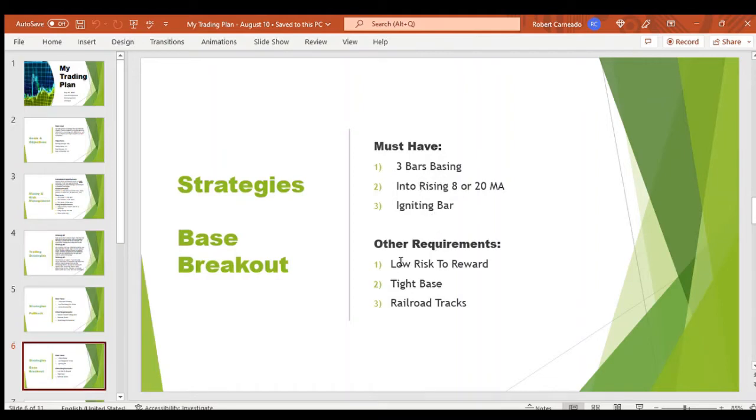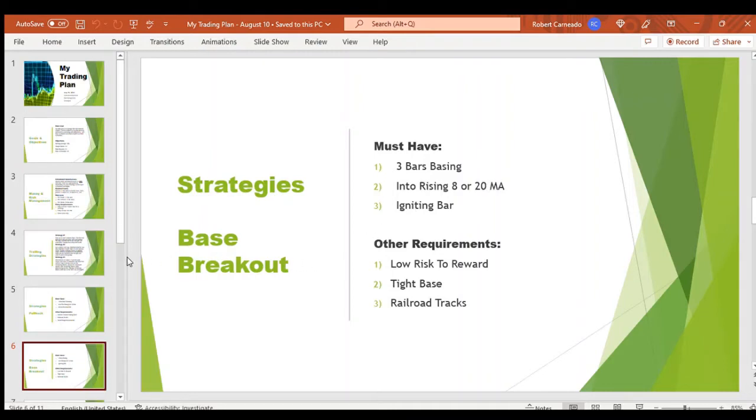And then other requirements: low risk to reward. A tight base is better. The sloppy bases out there, it's almost hard to define what a base is. And also railroad tracks on this too. When the 8 and the 20 simple moving averages are moving in unison, that's very powerful.